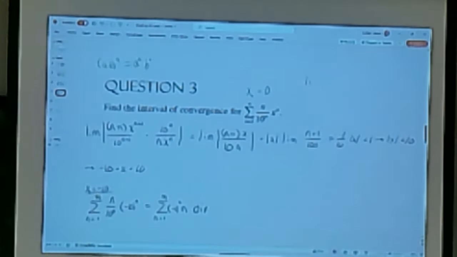What's that limit? Non-zero. Doesn't exist, so it's not 0. Diverges by the divergence test.